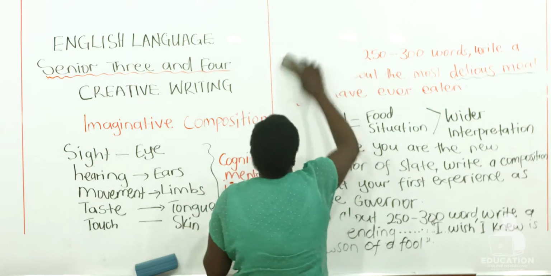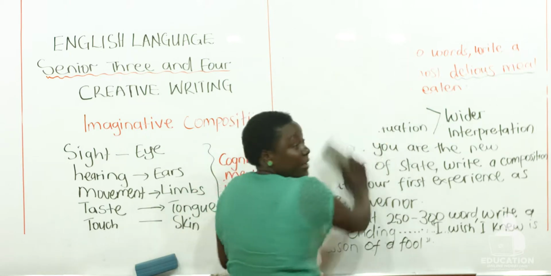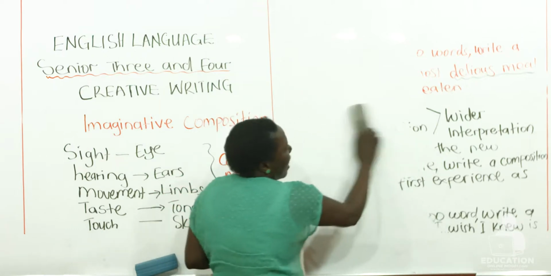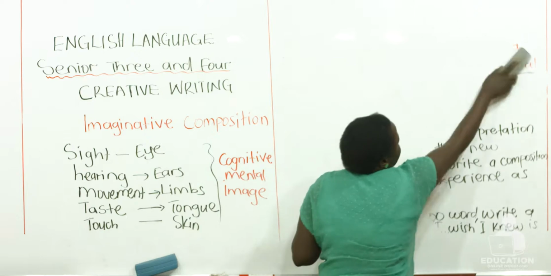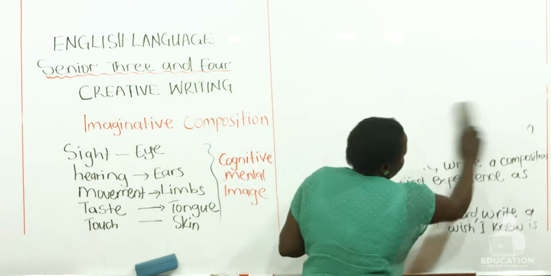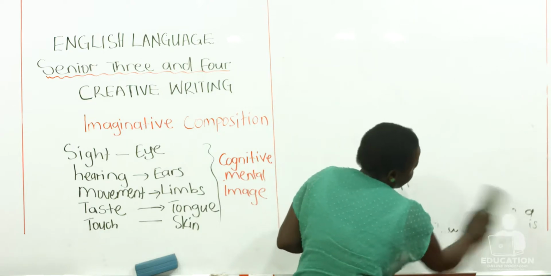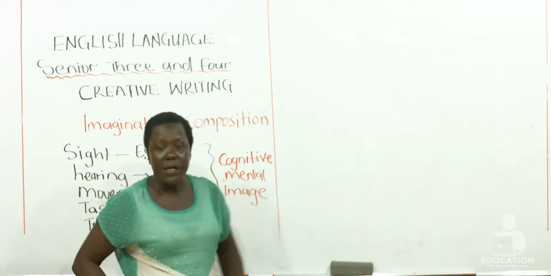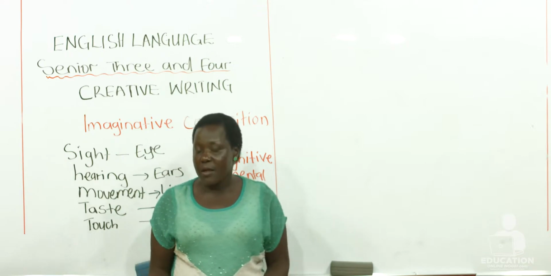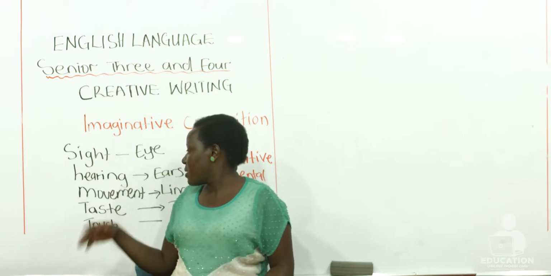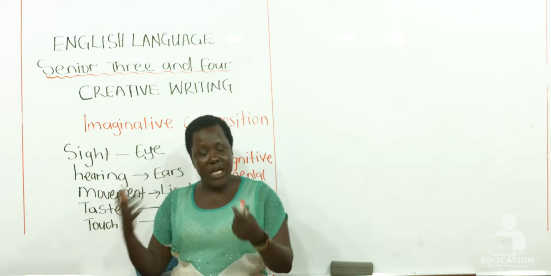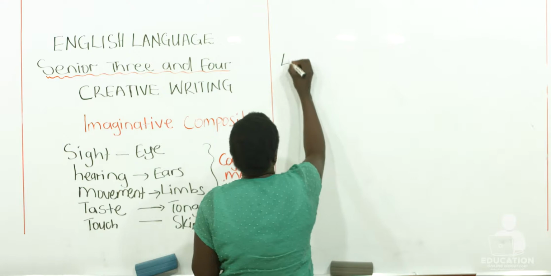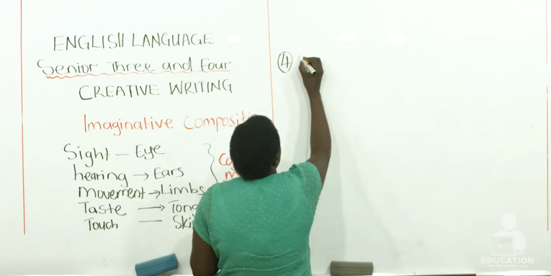Number 4, sample question 4. We are still looking at the approach of imaginative composition. How do we write it? Do we still write it like argumentative? No. Do we write it like expository? No. Here we use creativity and mental images like sight, hearing, movement, taste, and touch. So that is what we're looking at. So our sample question 4 is in this way.